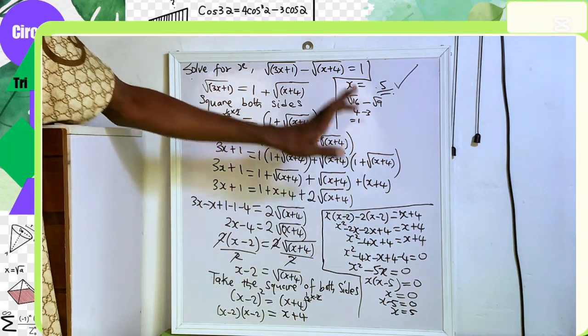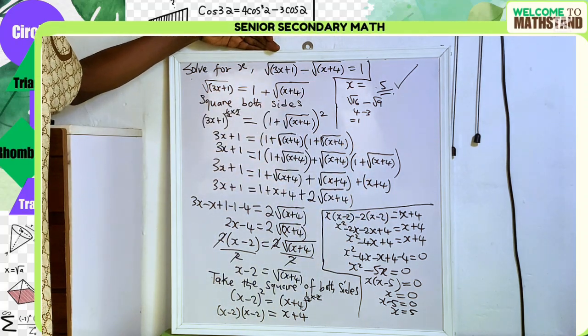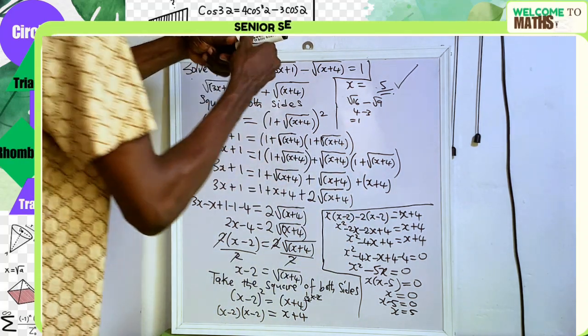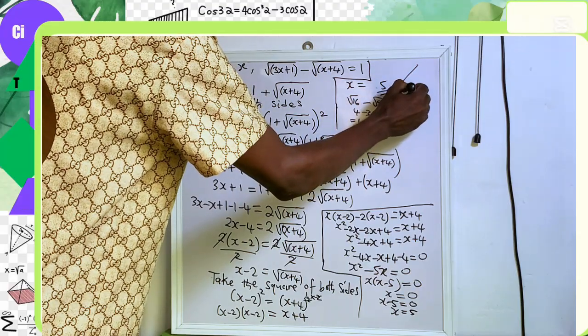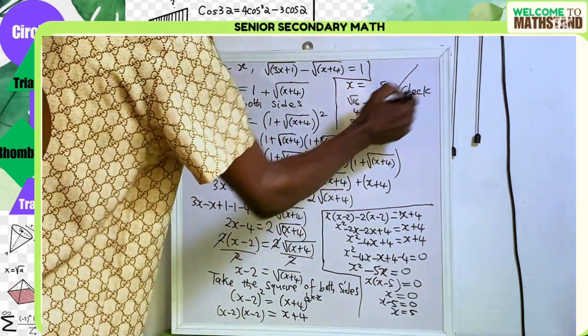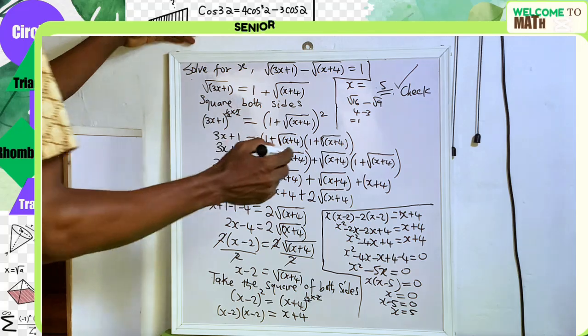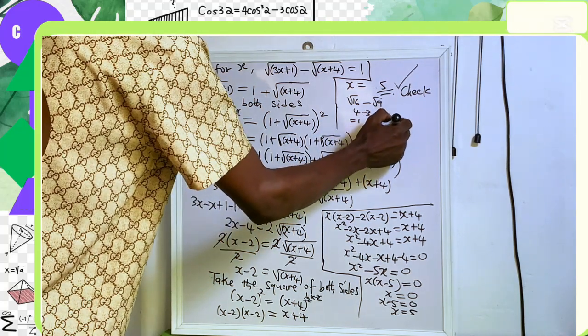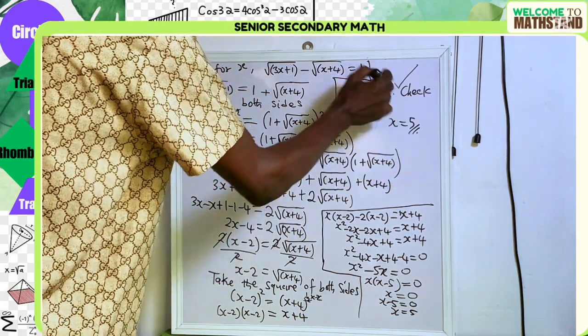So in this kind of question you have to always check your answers to know the exact solution for x. So the solution for x is x equals 5 finally.